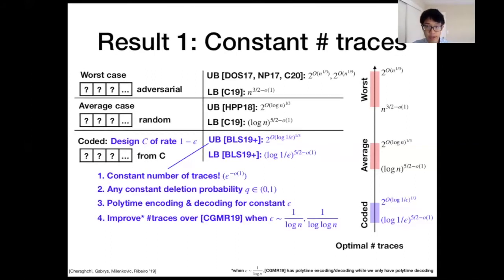Lastly, when the coded trace reconstruction problem was first formulated, some constructions were given when epsilon was going to 0 with n. And our construction, our upper bound, also works when epsilon is going to 0 with n. And in these parameter regimes, we improve over the number of traces. There's an asterisk because when epsilon is 1 over log n, the previous construction had polynomial time encoding and decoding, while in this setting, we only have polynomial time decoding.